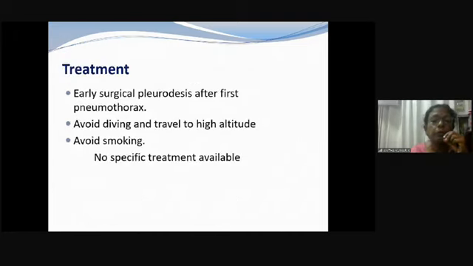So for treatment, early surgical pleurodesis is advised even after the first pneumothorax, and avoid diving, travel to high altitude, and avoid smoking. There is no specific treatment currently available.